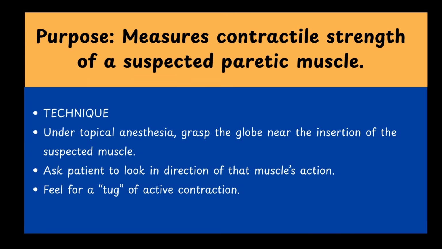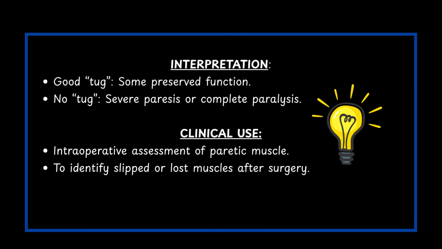Here the examiner resists the eye movement while the patient actively tries to move the eye in the direction of the muscle action. This helps us assess the contractile strength of the suspected paralyzed muscle. It's also done under topical anesthesia. So you grasp the globe near the insertion of the suspected muscle. We already discussed those points earlier. Then you ask the patient to look in the direction of the muscle action and you feel for a tug on the forceps. So if you feel a tug, it means that the muscle still has some contractile strength. If you feel no tug, that means the muscle is either completely paralyzed or it has been detached.